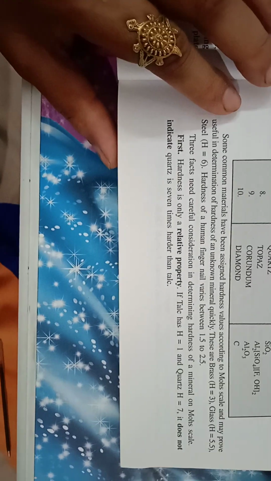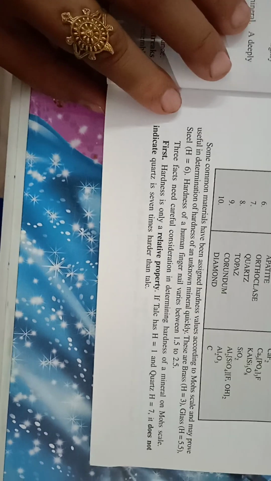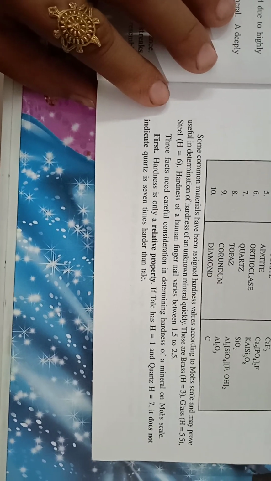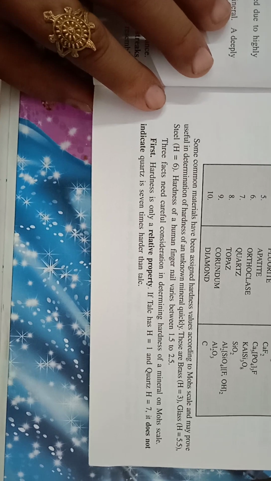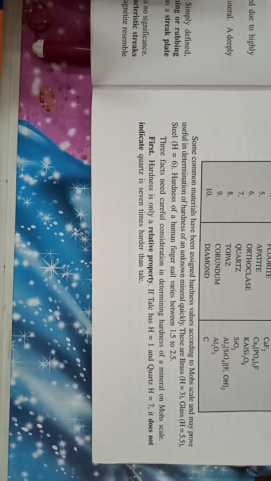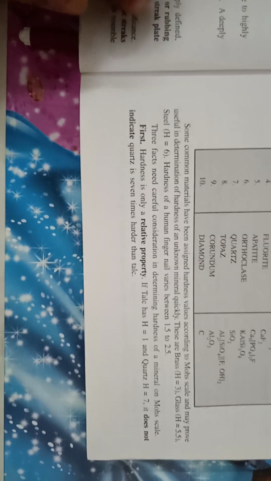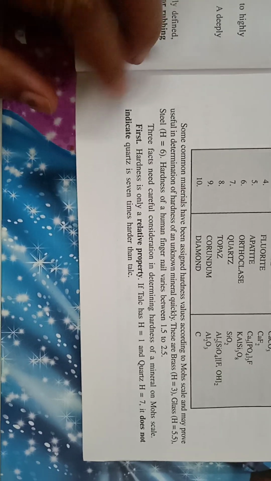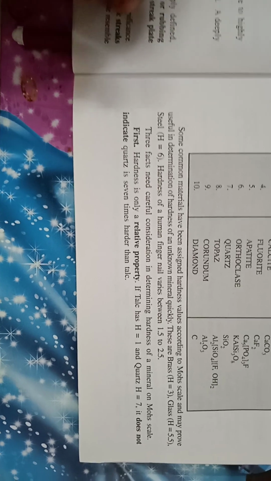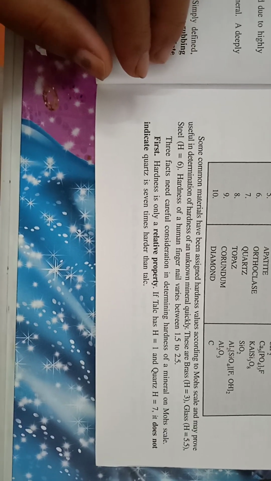Some common materials have been assigned hardness values according to the Mohs scale and may prove useful in the determination of hardness of unknown minerals quickly. So these are: brass, H equals 3; glass, H equals 5.5; steel, hardness 6; hardness of human fingernails varies between 1.5 and 2.5. Many times in the lab we check with our fingernail as well, so that is why the fingernail and steel are given. Three factors need careful consideration in determining hardness of minerals on the Mohs scale.